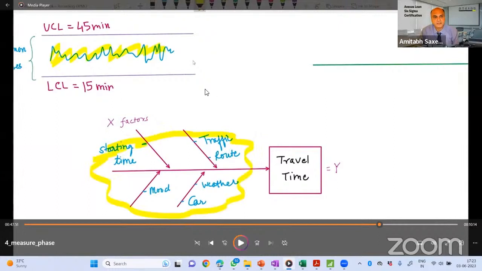So once again, just to give you a little bit of idea what's happening here. I get my lower control limit and upper control limit, the LCL and UCL, which is defined as the voice of the process. Now, this is the performance of my process. This is how my process is performing. The lower control limit is 15 minutes and the upper control limit is 45 minutes. And typically, you'll see the natural variation behaving within 15 to 45 minutes.